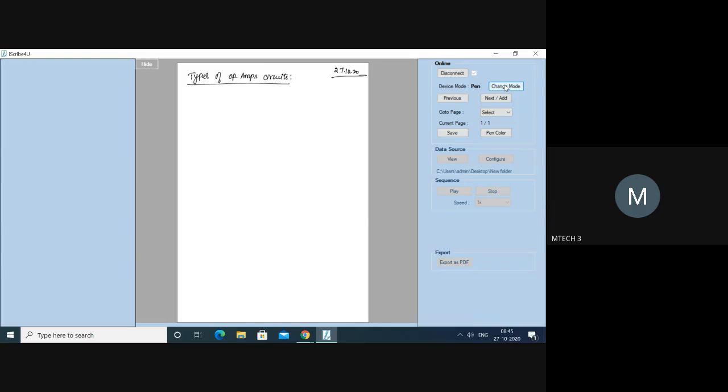Right. Now the first one is called the inverting amplifier. Okay, so note down this diagram. This shows how we are going to use the operational amplifier for the purpose of inverting.